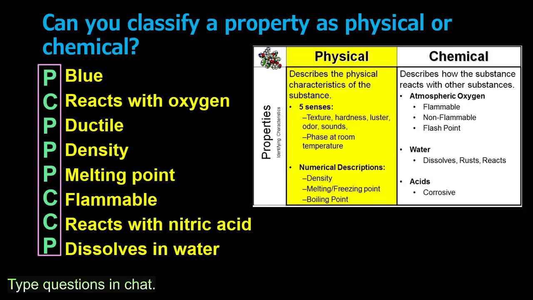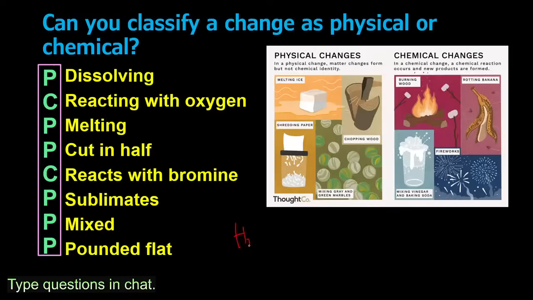So for chemical changes, the important thing is that you get a new substance. If I have H2 plus O2 yields H2O, just from the equation I can tell it's a different substance. It doesn't look exactly like this, right? So that's how I can tell it's chemical.